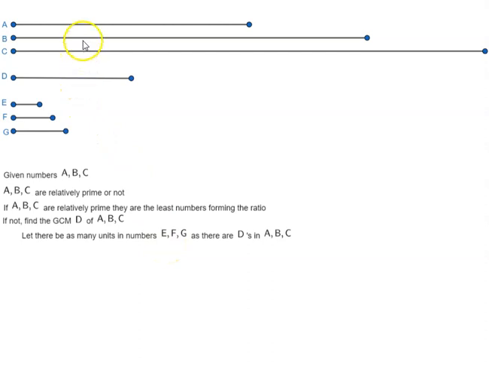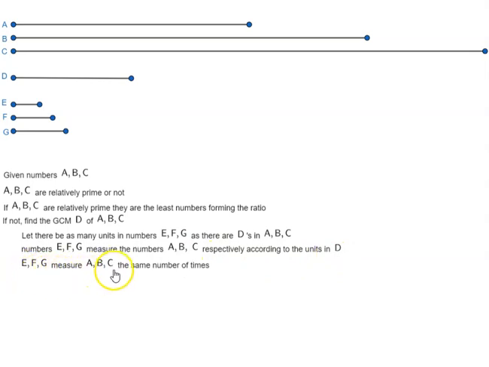Similarly, how many D's are required to form B? That will be the number F. And how many D's are required to form C? That will be G. So we have EFG, which means EFG measure the numbers ABC respectively according to the units in D. And we know EFG measures ABC the same number of times, that is D number. Okay. EFG are in the same ratio as ABC, which is what this means.